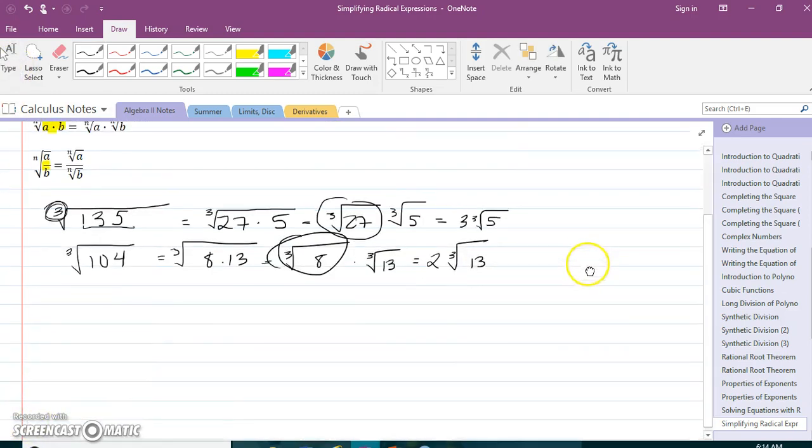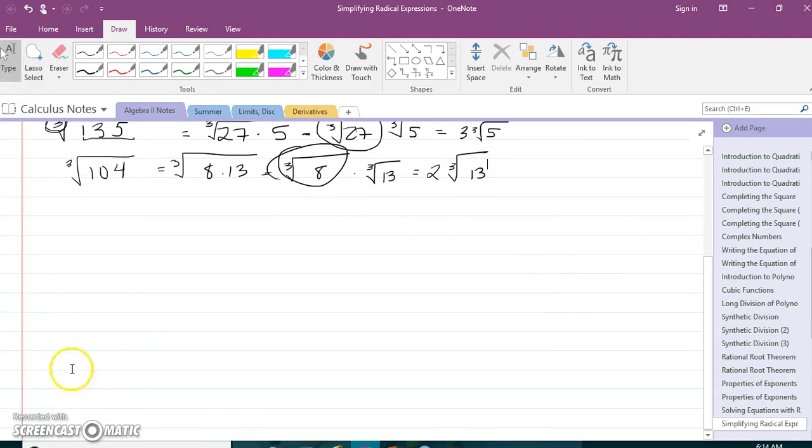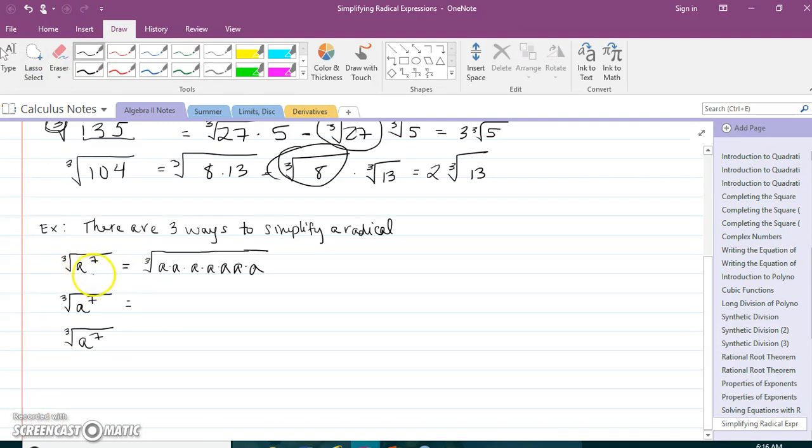Let's go ahead and do this with variables because that's what we're really interested in. So we're going to do examples that look like this. We'll have a radical with variables under here, variables raised to powers. There are 3 ways, like I said. I'm going to do them in order from least efficient to most efficient. The last one is the one that you're going to want to lean towards. Really, you can do whichever way you want, but I would recommend the last way. I'm going to show you, but again, there's usually more than one way to do this.